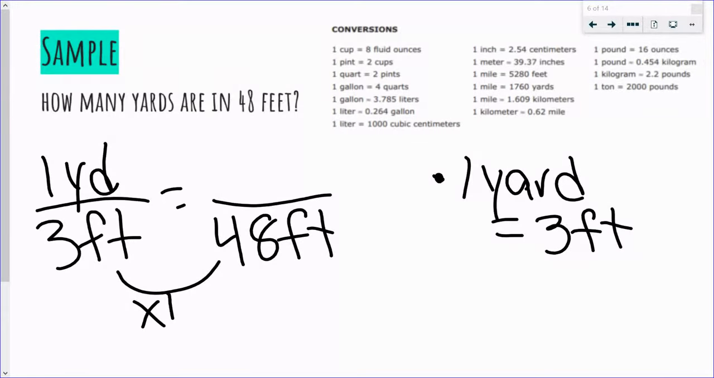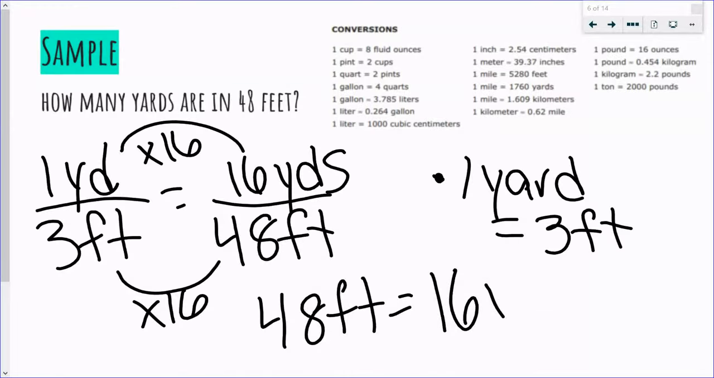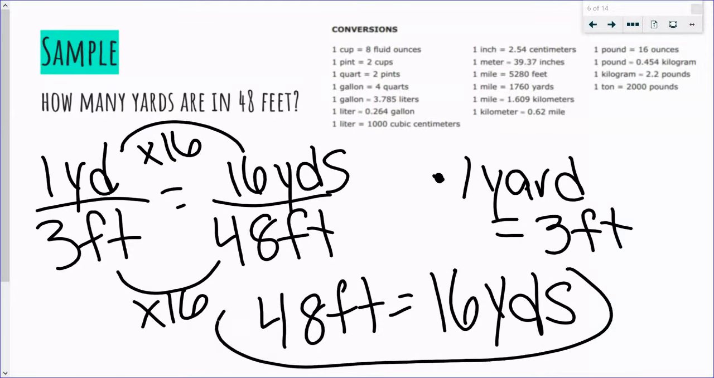3 times 16 is 48, so 1 times 16 would be 16 yards. Again, we go from 3 feet to 48 feet by multiplying by 16, and 1 yard times 16 is 16 yards. So 48 feet is equal to 16 yards. You just kind of have to start remembering that 1 yard equals 3 feet. They are expecting that that is common knowledge.